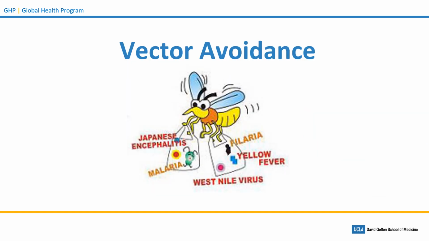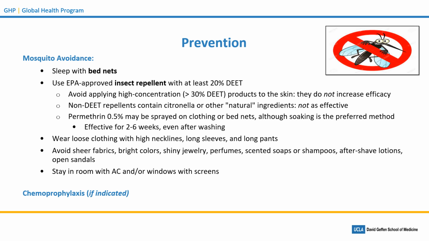Next topic is vector avoidance. So super important, because a lot of the different countries that you'll be traveling to do have mosquitoes, and you want to make sure you do everything possible to prevent mosquito bites. So what do we do in terms of prevention? Again, I know a lot of you have traveled before, but never hurts to review these different methods.